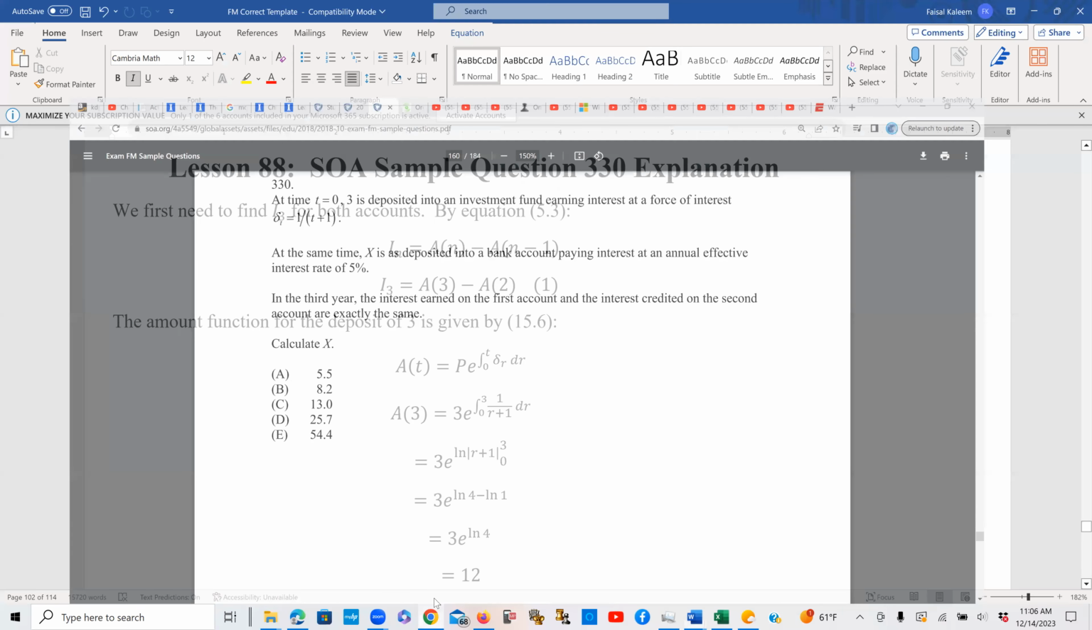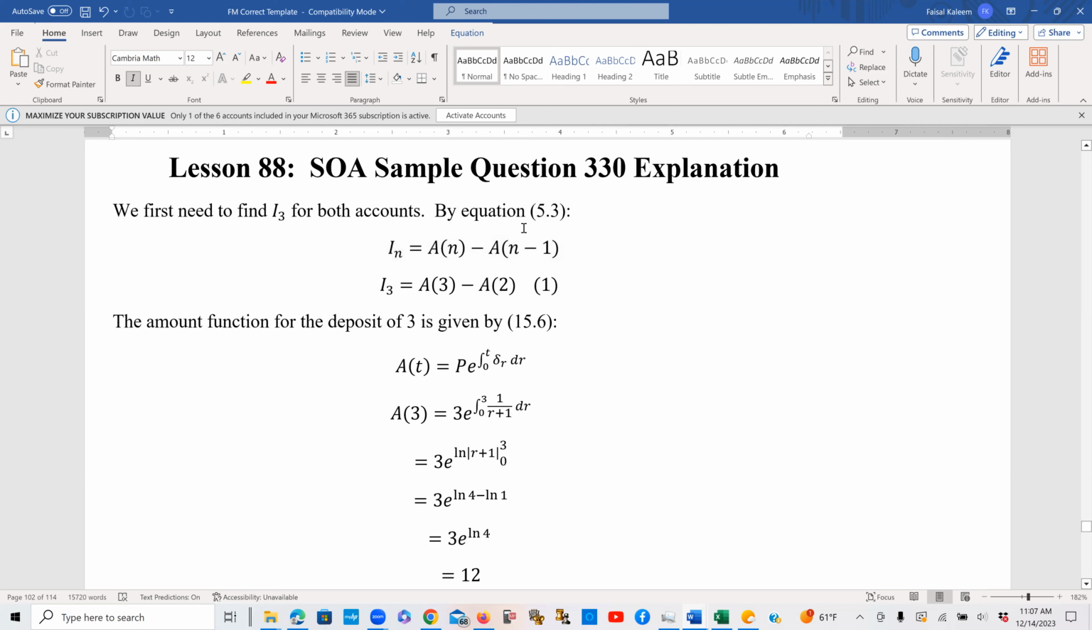So we know that I_n, which is the interest earned in the nth year, is equal to the amount at n minus the amount at n minus 1. We know that from equation 5.3, and you can watch lesson 5 if you want more on this. And from here, when you substitute n equals 3, you get I3 equals A3 minus A2.